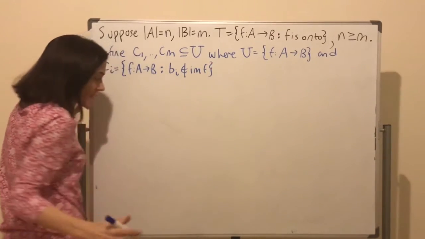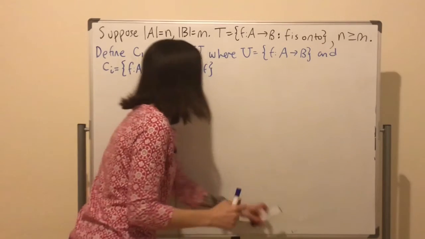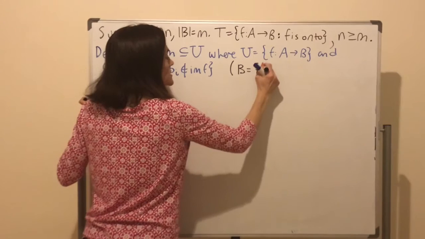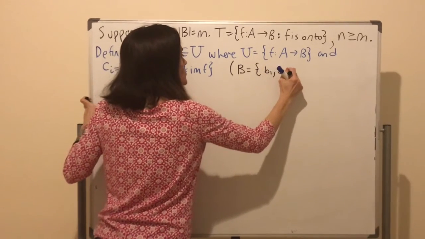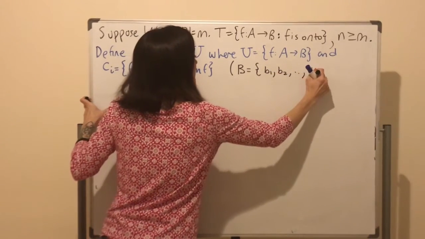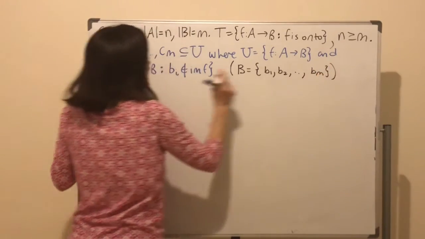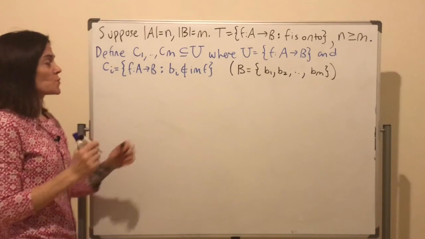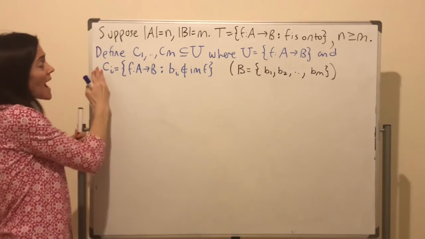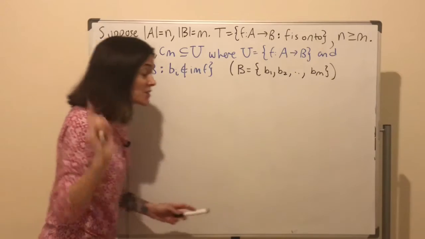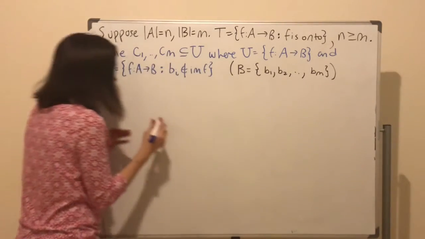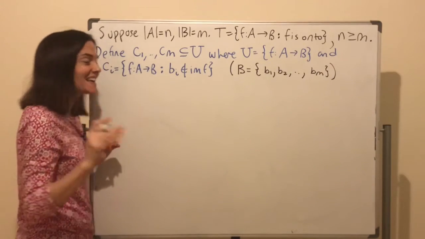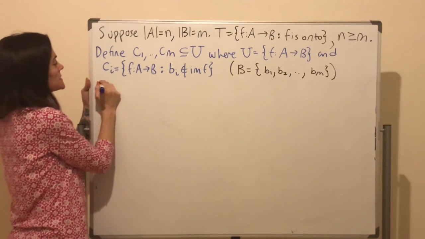And again, I forgot to do it this time, but let's do it now. I'll put it in parentheses again. That B, we will just say it's B1, B2, out to Bm. So we have m sets, C1 through Cm, and the ith set says that Bi is not in the image.